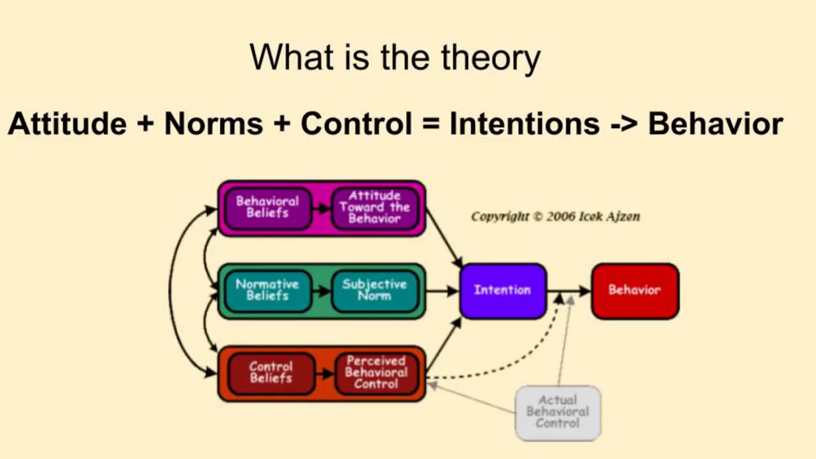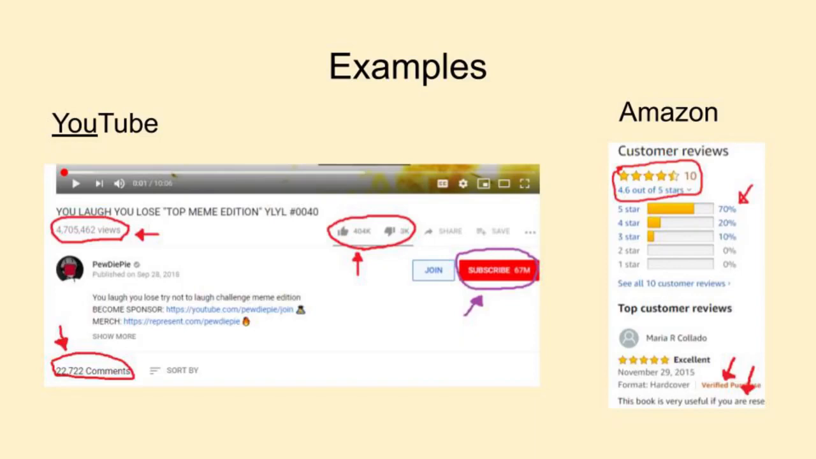So an example of this, let's start with YouTube. The U in YouTube would appeal to attitude. There are a lot of things here that deal with norms. You have views, number of comments, number of likes, number of people who have subscribed.